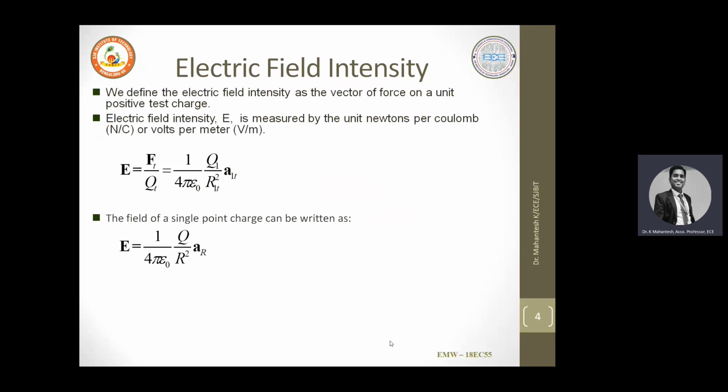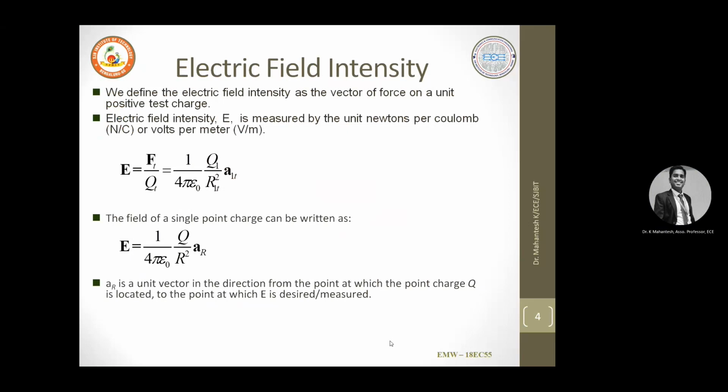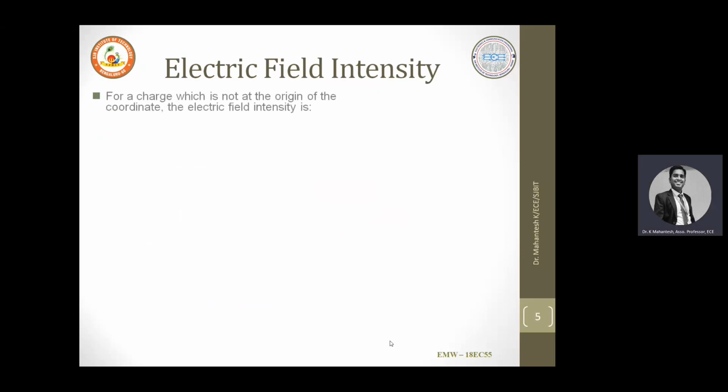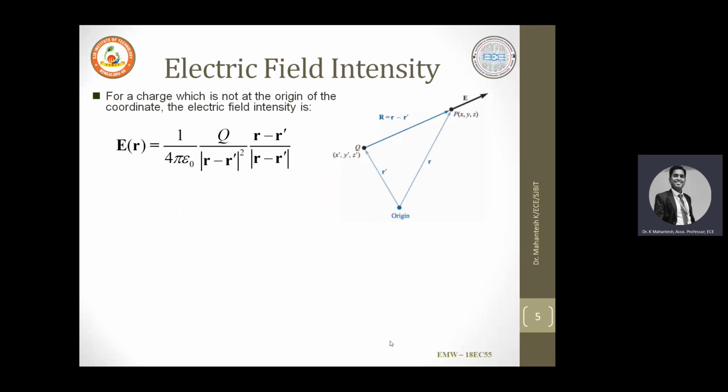The field of a single point charge can be written as E is equal to 1 by 4 pi epsilon naught Q by R square AR in general, where AR is a unit vector with magnitude 1 in the direction from the point at which the point charge Q is located to the point at which E is desired to be measured. This is the electric field intensity in vector form.